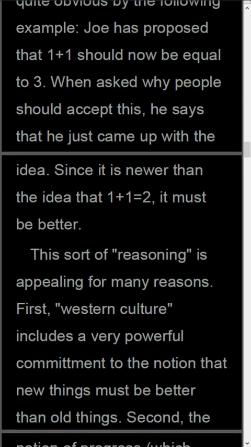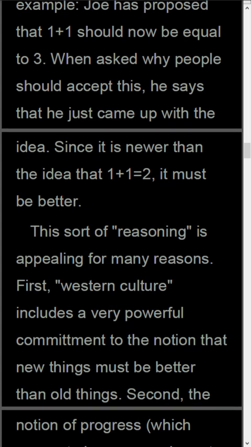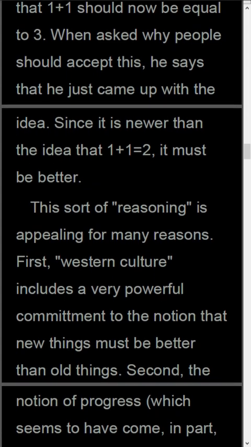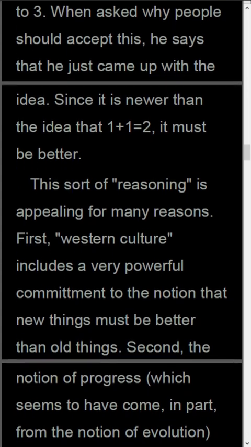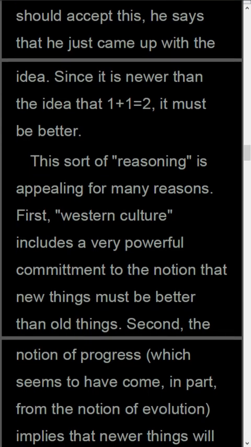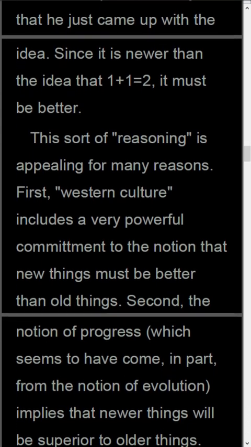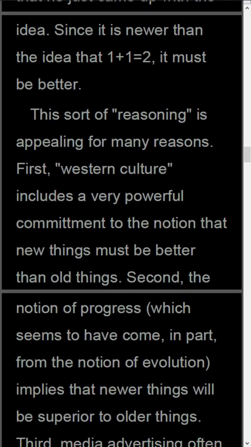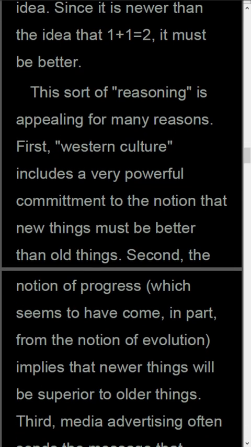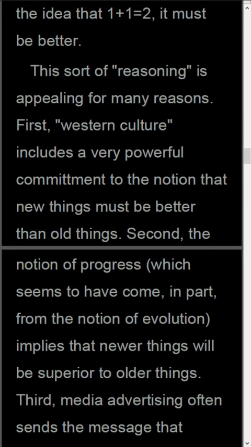Joe has proposed that 1 + 1 should now be equal to 3. When asked why people should accept this, he says that he just came up with the idea. Since it is newer than the idea that 1 + 1 = 2, it must be better. This sort of reasoning is appealing for many reasons.